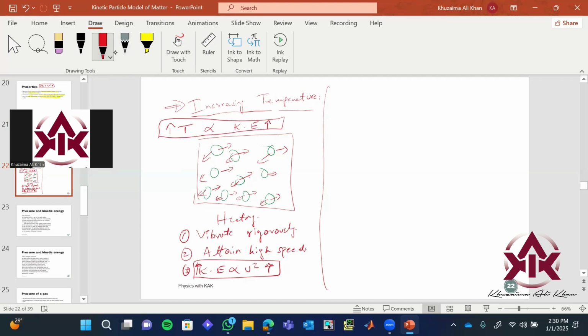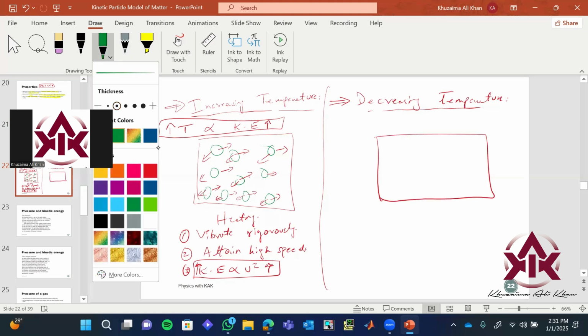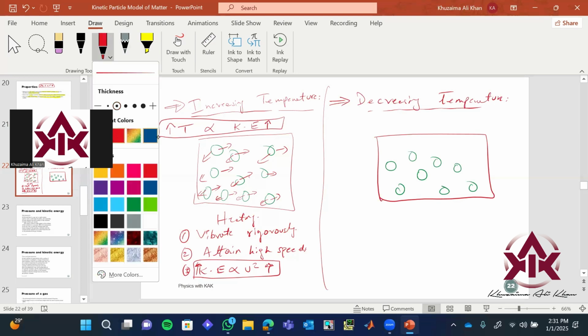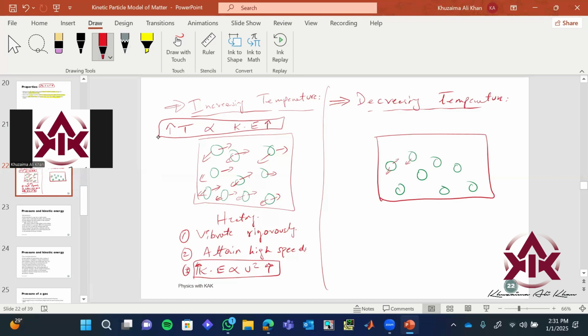Let's see what happens if we decrease the temperature. Let me just make it again. Again, you have a container, a 2D shape over here, and let me draw the particles with green color. So what happens as I decrease it? When I decrease the temperature, the particles start to move slowly, right? Their motion decreases. The relative speed of motion decreases. So the arrow gets smaller. You can see that.